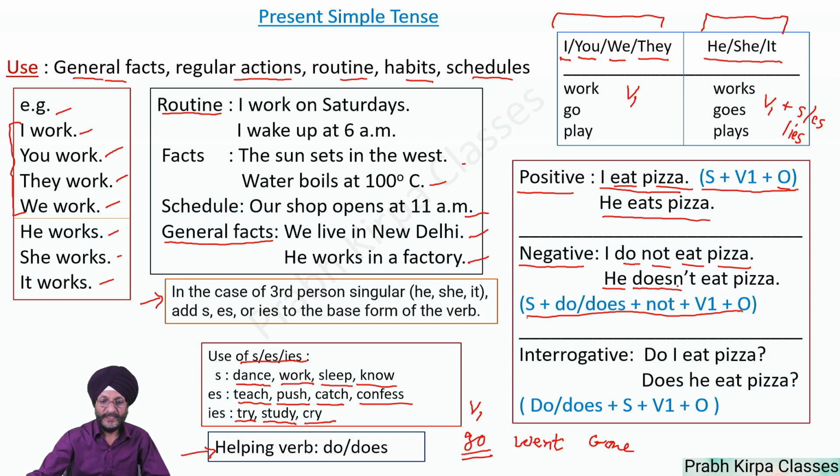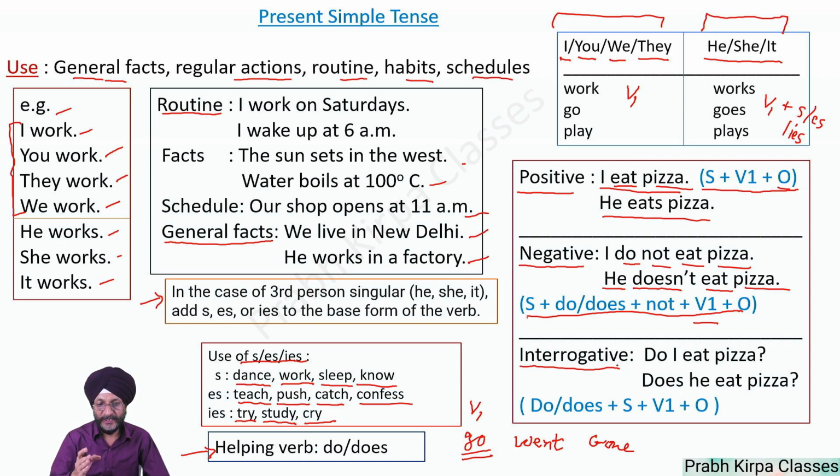We use does in the case of he, she, or it. So does has been used. Then not is used in the case of a negative sentence. Then eat is the first form of the verb. As you know, eat, ate, or eaten are the three forms of the verb. Then the object is pizza.